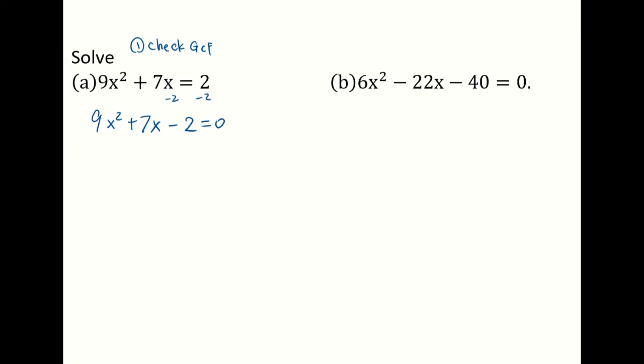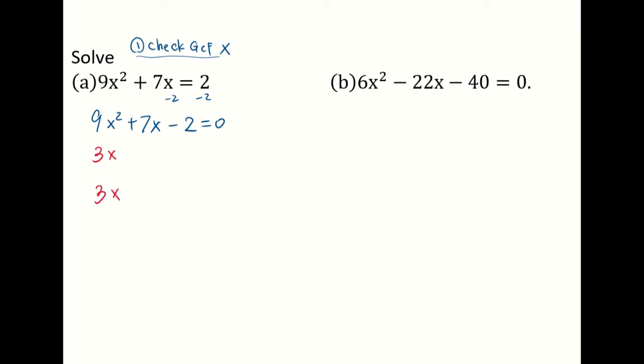First, let's check if there's any GCF, greatest common factor. If you look at the three terms over here, there are no common factors. This is how I factor this trinomial. First, you will factor the 9x squared. So first of all, what makes 9? 3 times 3, 1 times 9, right? I will try 3 times 3. Actually, it's 3x times 3x. That will give me a 9x squared.